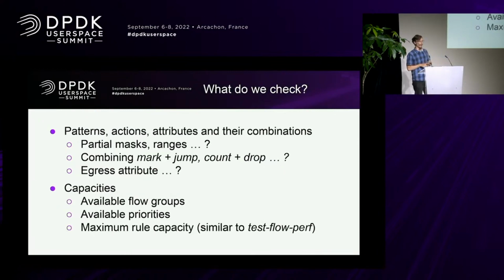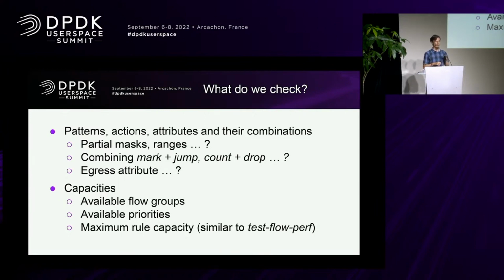Firstly, what do we check? Obviously, we check patterns, actions, and attributes, but we also check their combinations. So, for example, can we combine mark and jump? It's a very common use case, but can we combine them? Or count and drop? Again, very common use case. Or does the NIC support egress attributes? Or, as David said, partial masks, ranges in the matching patterns, or how many such items can we offload. Also, we try to measure some quantitative things like available flow groups or available number of priority levels.